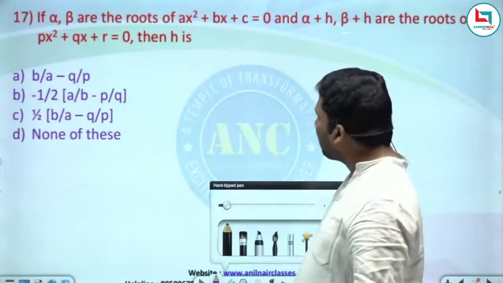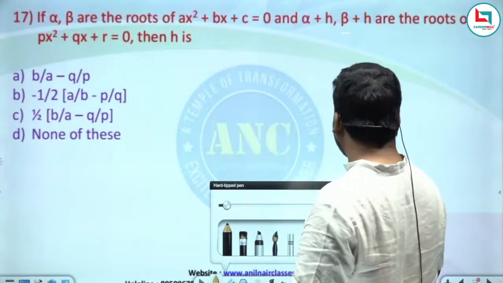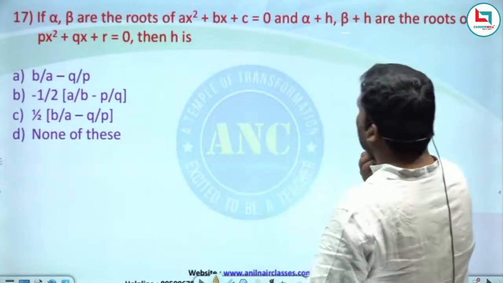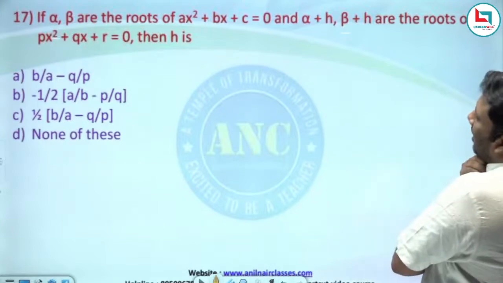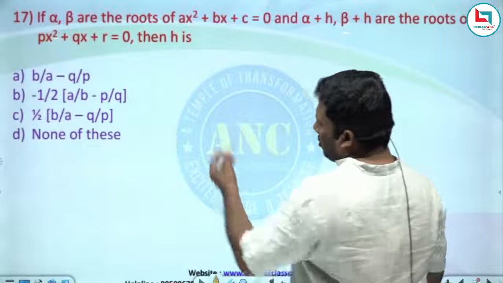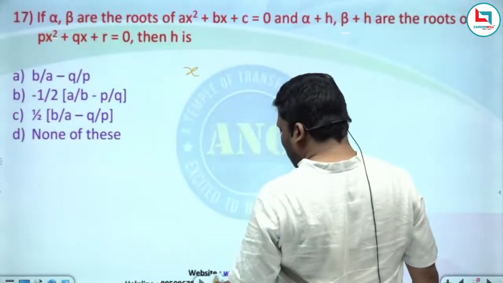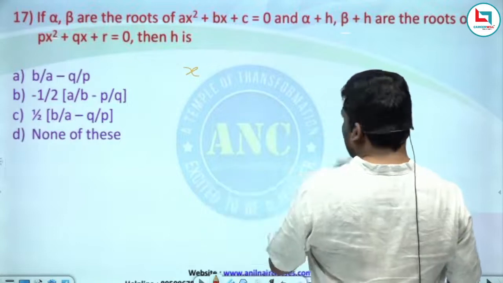17th one. If alpha and beta are the roots of the equation ax square plus bx plus c, then alpha plus h, beta plus h... The question contains variables, and the answer contains variables. So what you do is, you plug in with some random value.